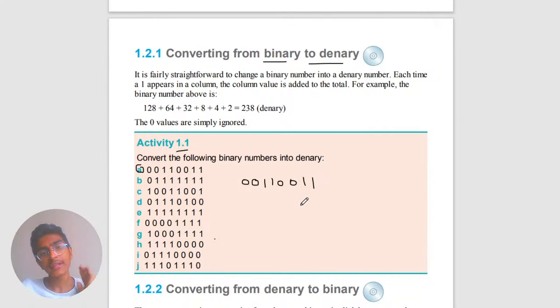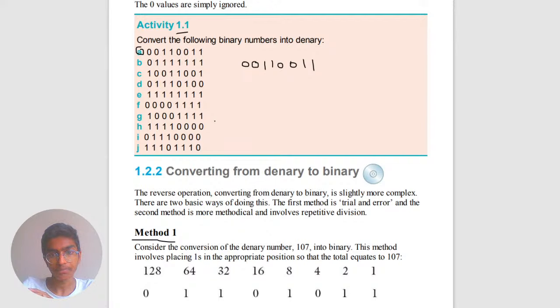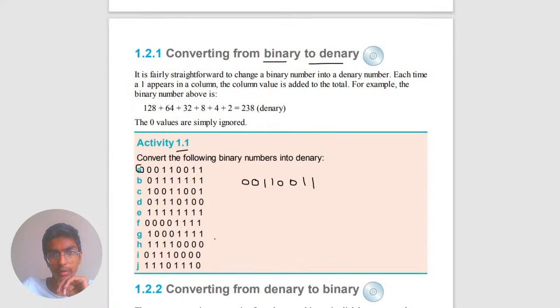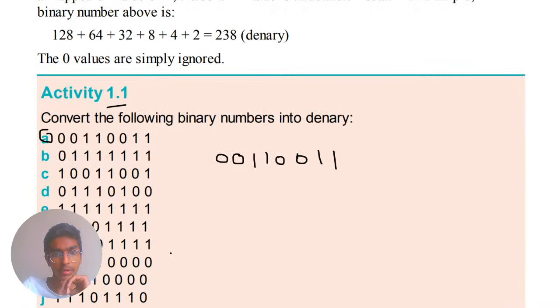Okay, this is an example of a binary digit. Let me zoom in so you can see better. So here we have the value 0, 0, 1, 1, 0, 0, 1, 1. This is my binary digit, and I want to convert it into denary digits. Denary digits is our number system. So how can we do this?